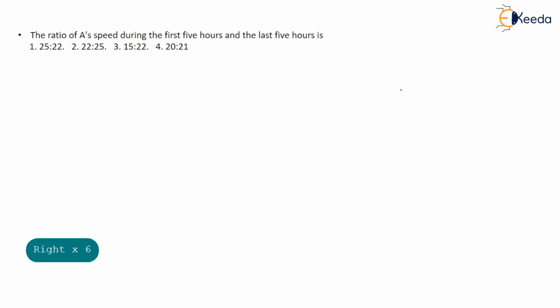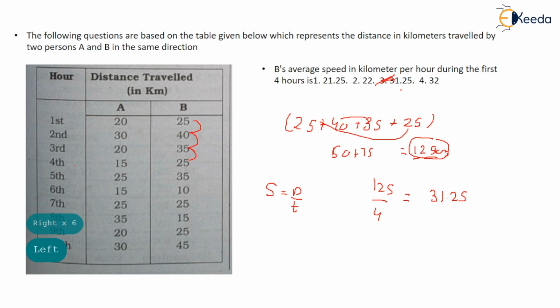Next question. The question is the ratio of A's speed during the first 5 hours and the last 5 hours. Okay, so you have to add A's distance for the first 5 hours and then for the last 5 hours, and find the ratio between them.